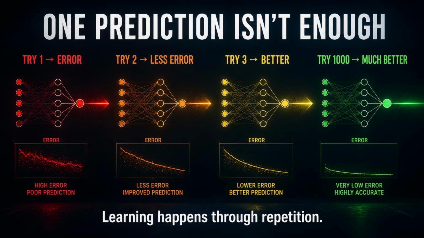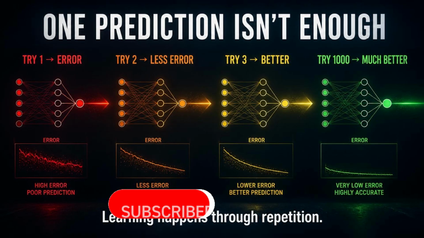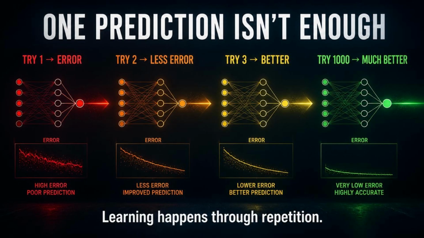One example isn't enough. Ten examples aren't enough. A machine learning model may need to process enormous numbers of examples. It makes a prediction, measures the error, adjusts its parameters, then tries again, and again, and again. Over time, the predictions can become more accurate. This is why training powerful AI models can require enormous amounts of data and computing power. Learning isn't one event. It's a repeated optimization process.